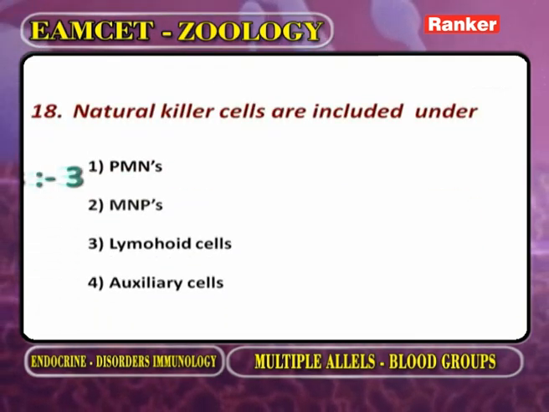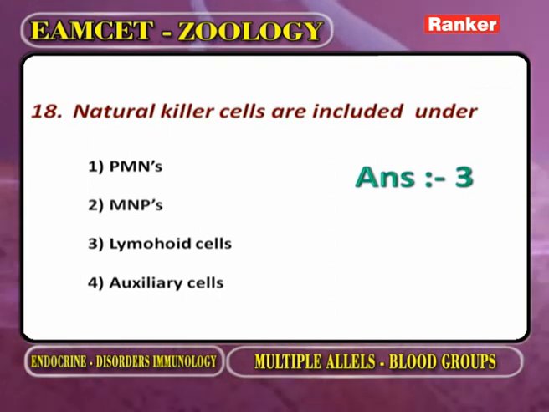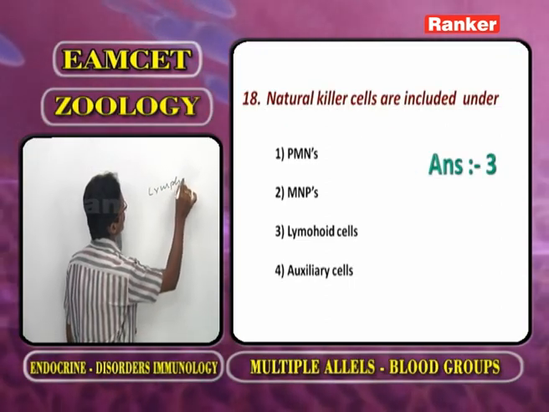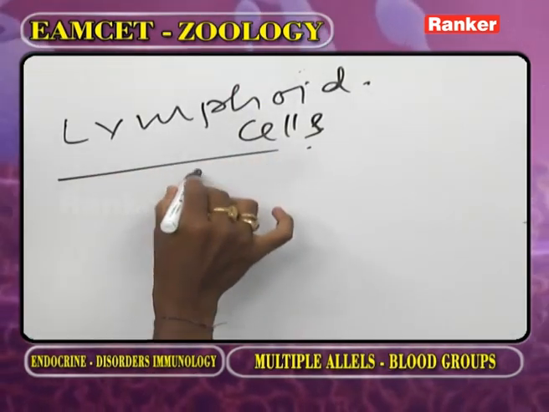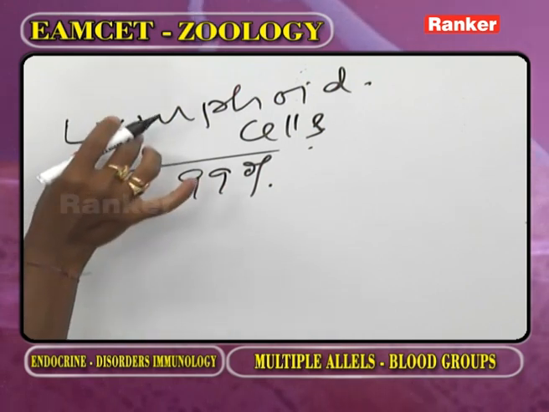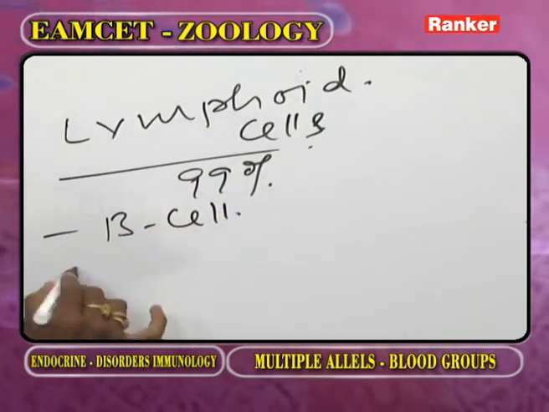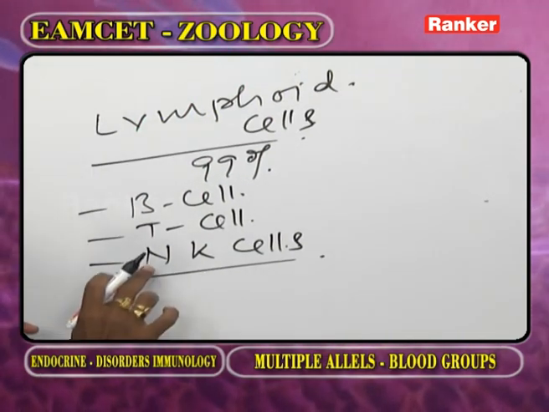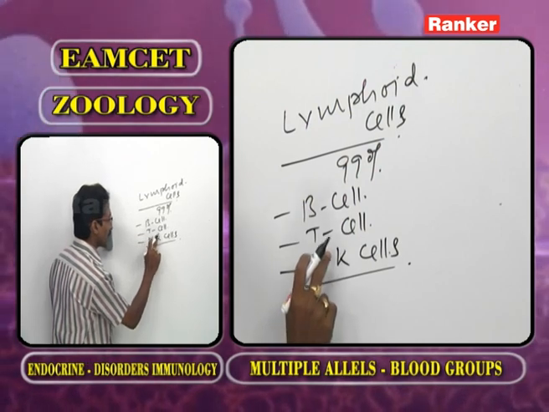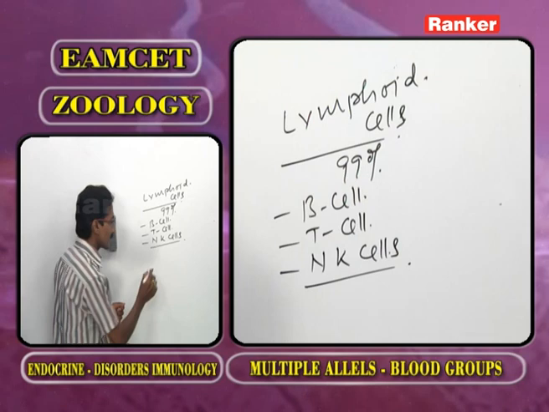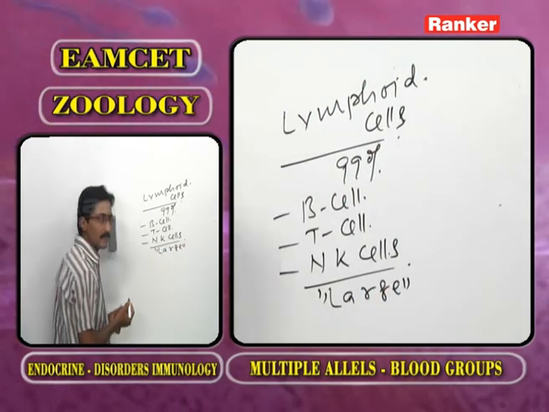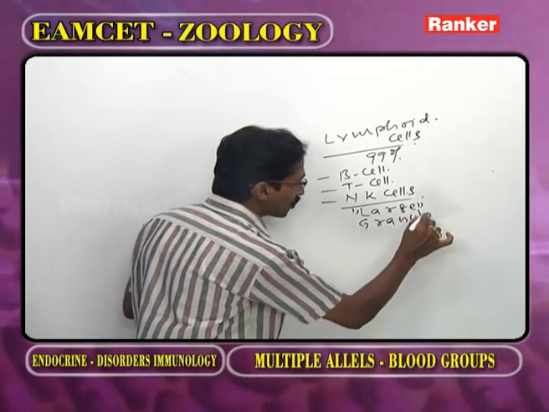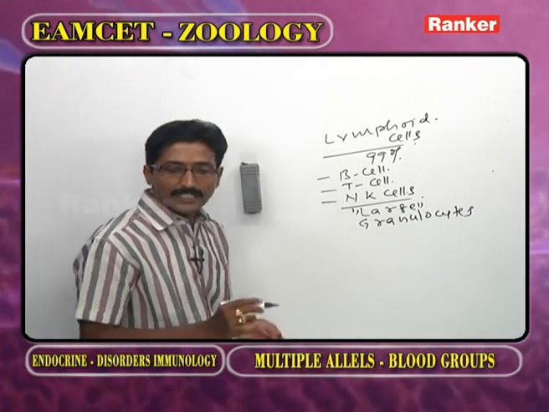Now we go for the next question. Natural killer cells are included under what? Now, as we observe in the immunity topic, the lymphoid cells make up 99%. In the lymphoid cells, one type is B cells, the second is T cells, and the third we call NK cells. Now, what is the NK cell? Natural killer cells are lymphoid cells, large in size, and they are granulocytes. It means in their cytoplasm the granules are present.